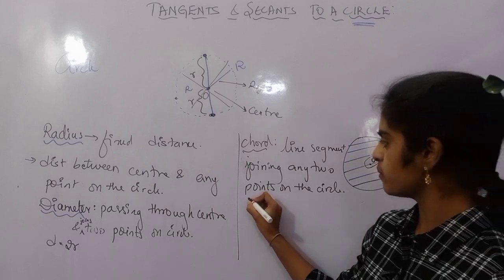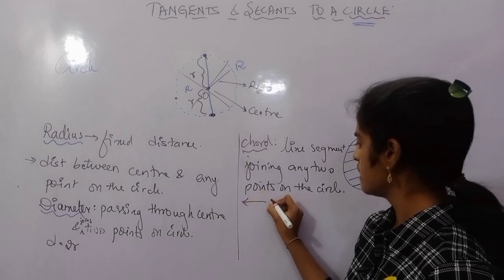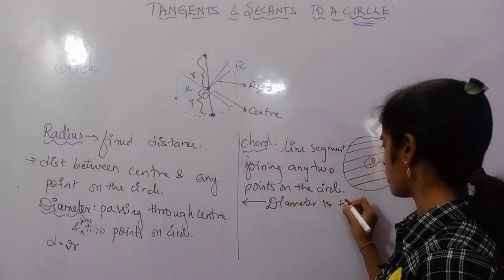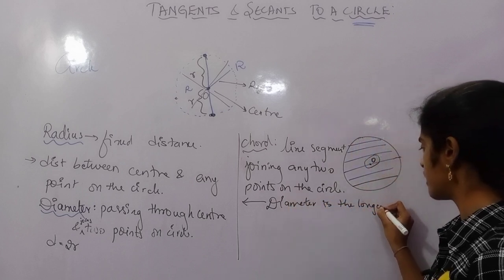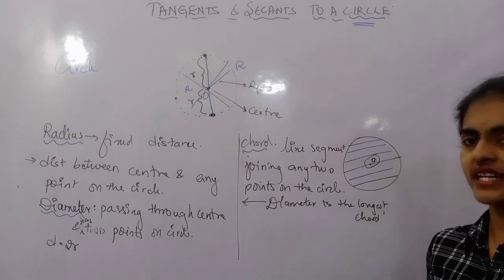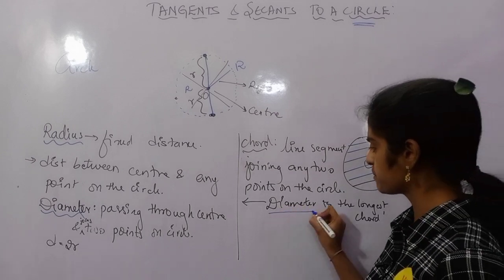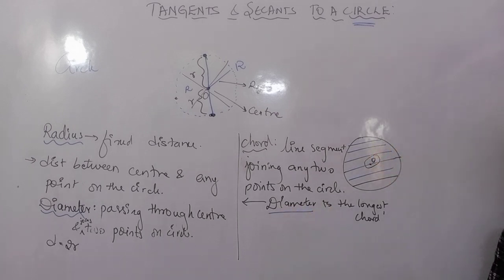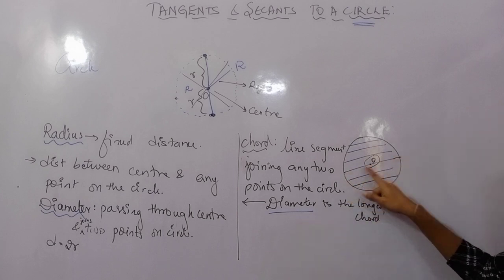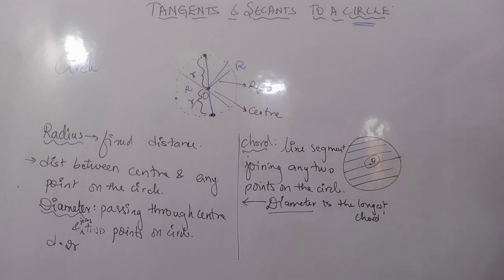And one more very important point is, diameter is the longest chord. So you may get all these points for your objective type or a 1 marker question. So they are important. Diameter is the longest chord. You can say it is the longest of all the chords of a circle.